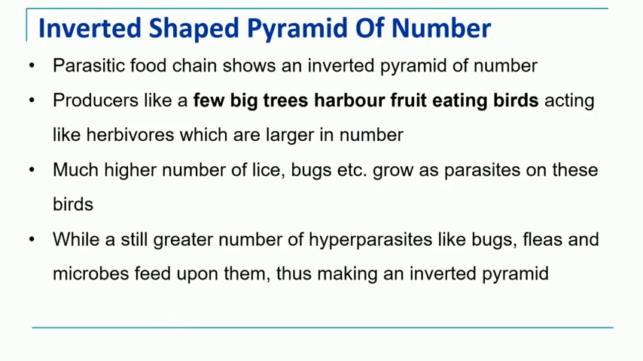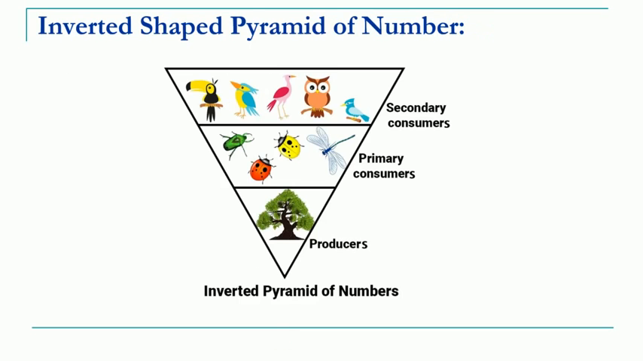So these producers are trees which are eaten by the insects. So you have the larger insects on the top. These insects are further eaten by the other herbivores. So you have the more number of these birds or other predatory animals on the top layer. So that's why this shape of the pyramid is like an inverted pyramid.